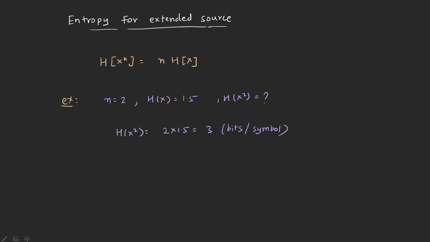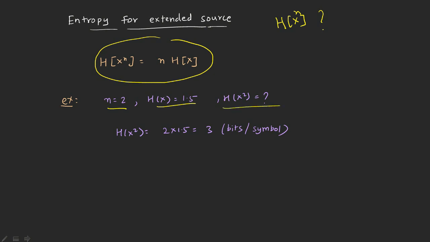Now let's move forward to the last variation of entropy: entropy for the extended source. Up till now you know how to find entropy for the X term. Now if you have X raised to n, how will you find it? There is a problem, correct? So we have to use this formula: H of X^n is equal to n times H of X. So let's take an example. If my n is equal to 2, H of X is equal to 1.5, then what is my H of X squared?